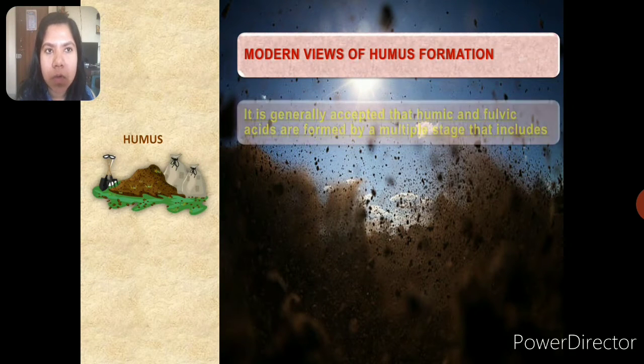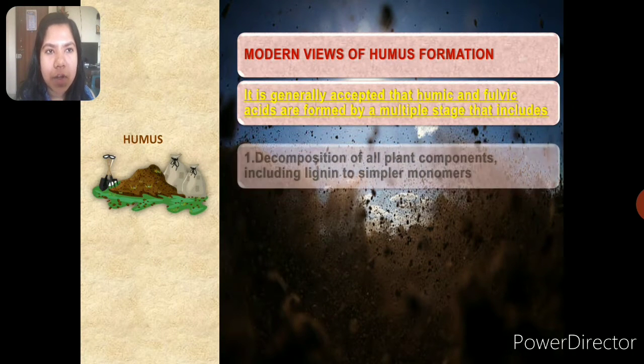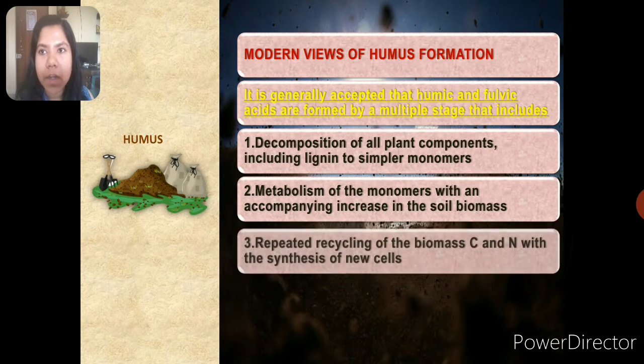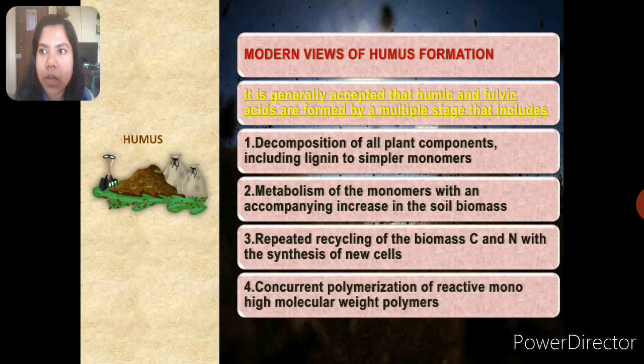The modern views on humus formation are: it is generally accepted that humic and fulvic acids are formed by a multiple-stage process that includes decomposition of all plant components, including lignin, to simpler monomers; metabolism of the monomers with an accompanying increase in the soil biomass; repeated cycling of the biomass C and N with the synthesis of new cells; and the concurrent polymerization of reactive monomers into high molecular weight polymers.